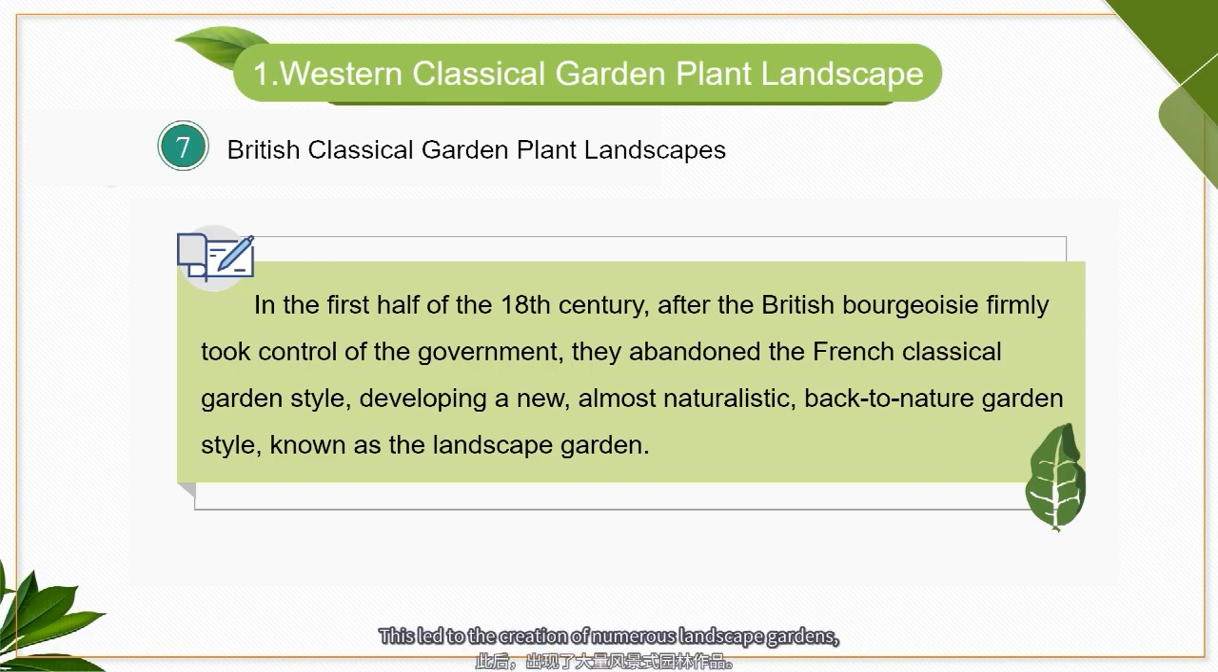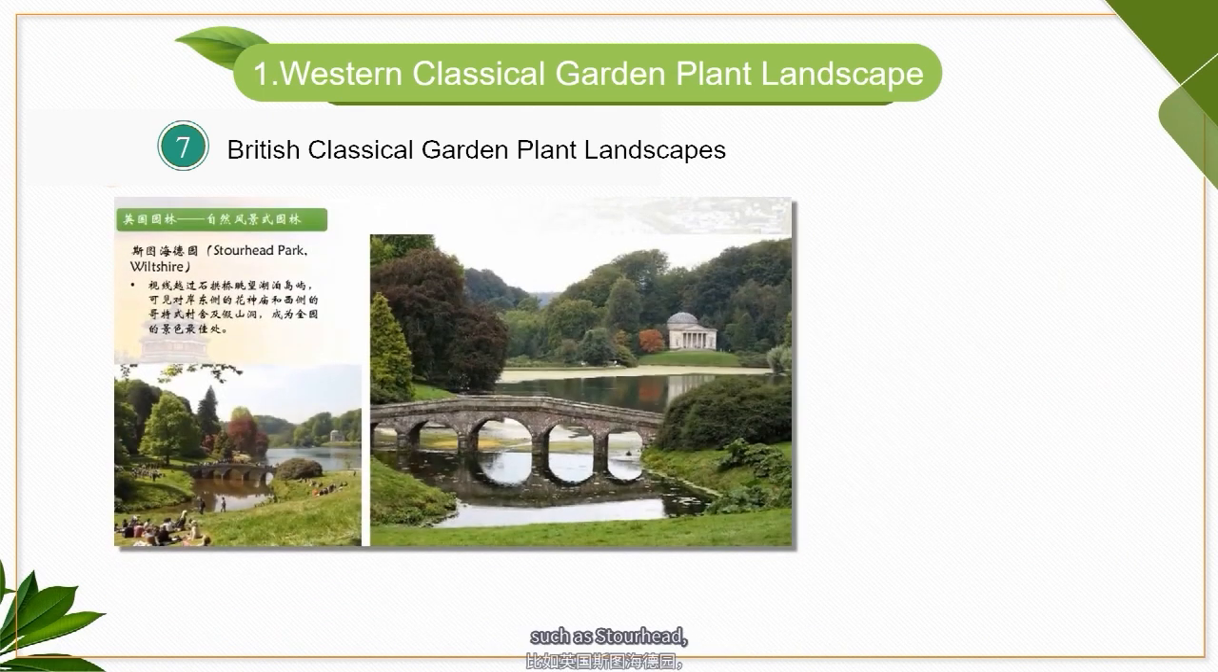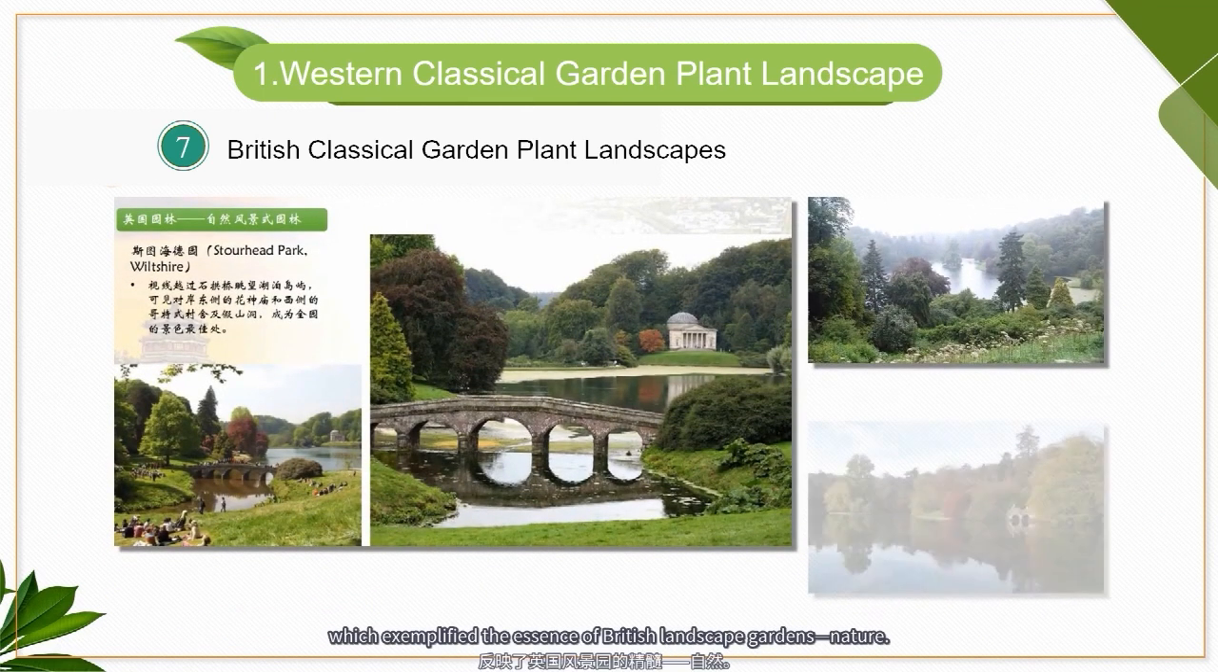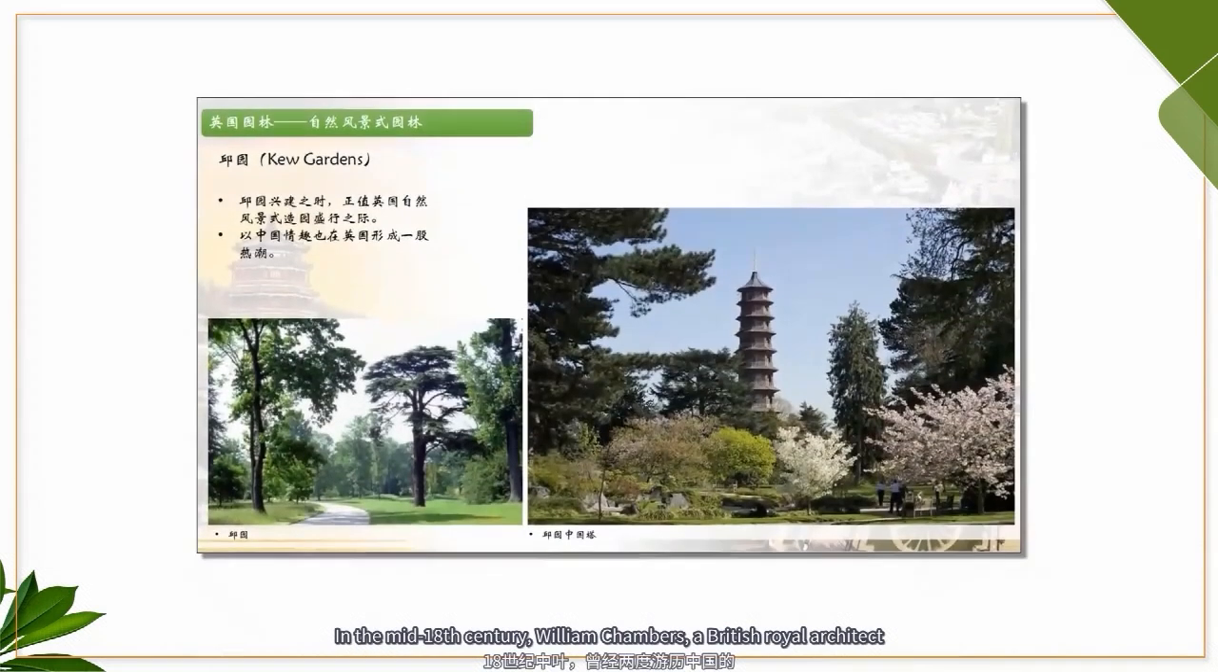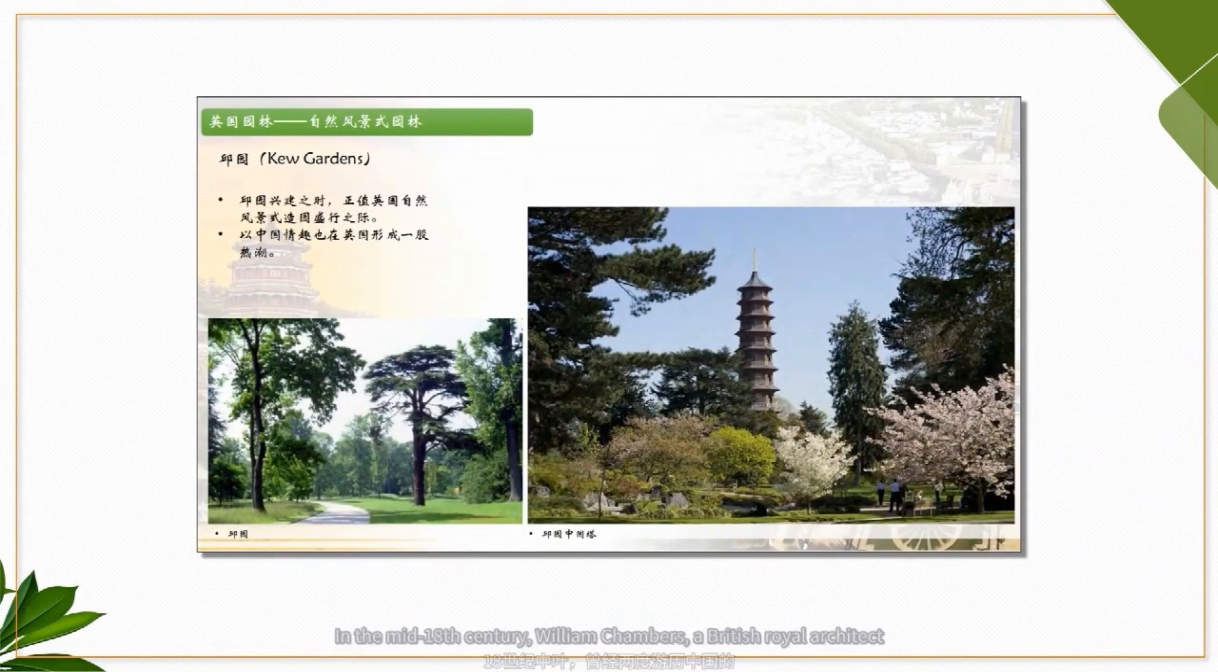This led to the creation of numerous landscape gardens, such as Stourhead, which exemplify the essence of British landscape gardens: nature. In the mid-18th century, William Chambers, a British royal architect who had traveled to China twice, wrote extensively about Chinese gardens. In his design of Kew Gardens, he was the first to incorporate Chinese-style techniques, creating a hybrid style known as Anglo-Chinese gardens, which became quite popular in Europe for a time.